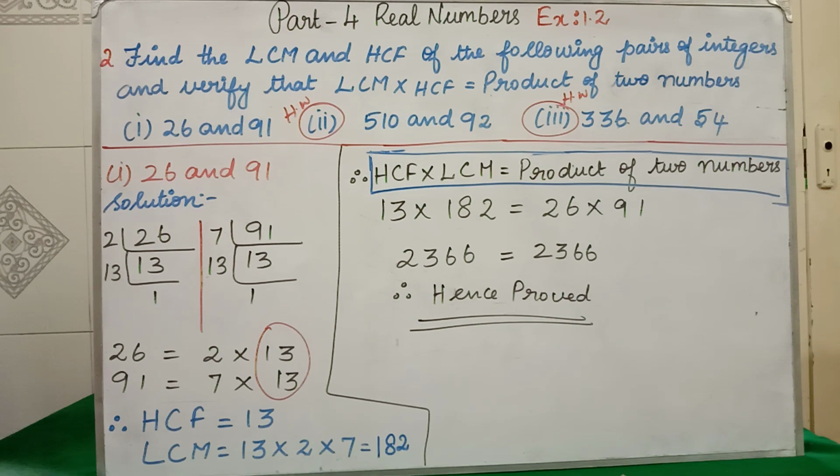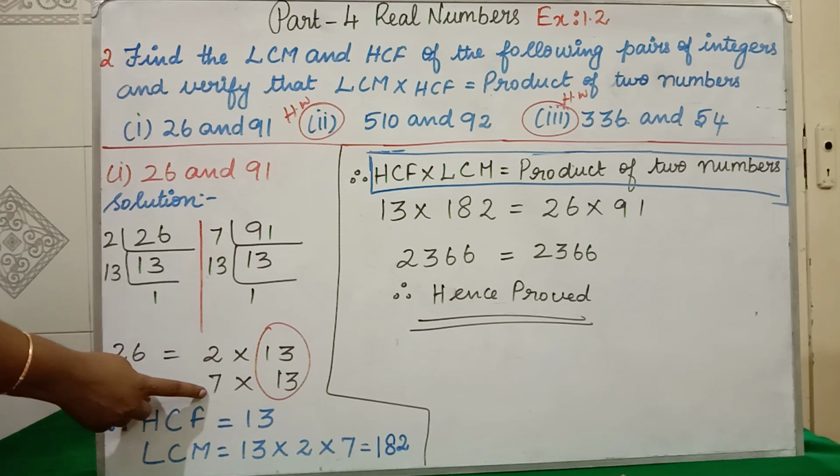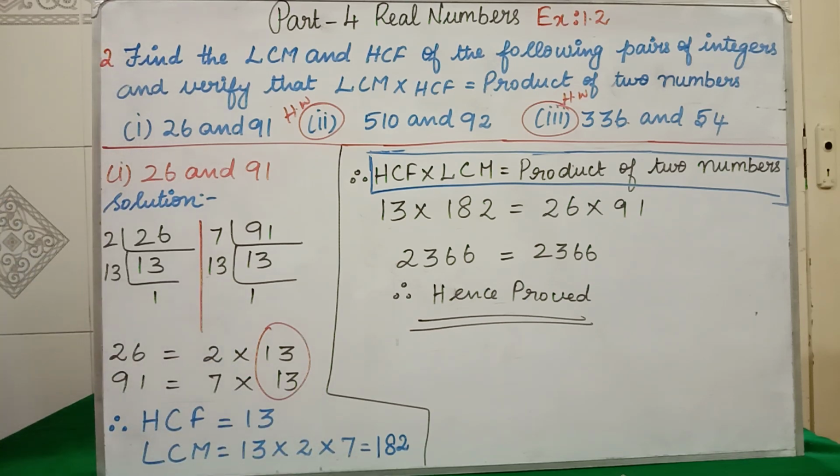LCM is what? Among these, you write 13 once, and what are the left-over things? Here 2 is there and 7 is there. That also you have to include in the LCM. LCM means least common multiple. Even if a factor is not common, you have to take it into the LCM, but in HCF you take only the highest common factor. Clear the difference between LCM and HCF?